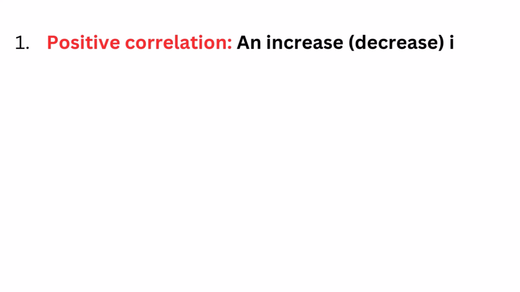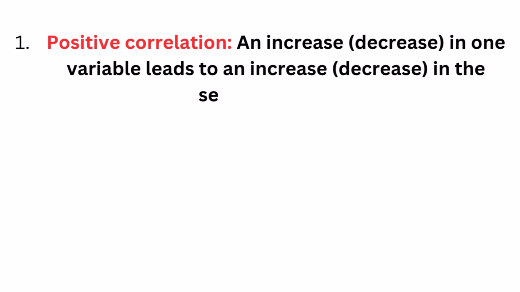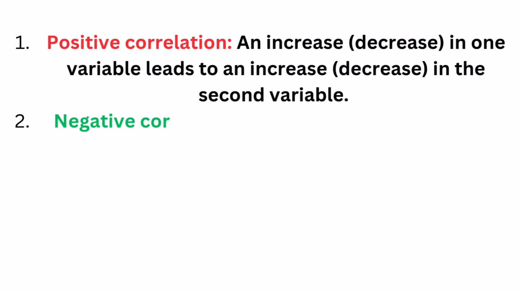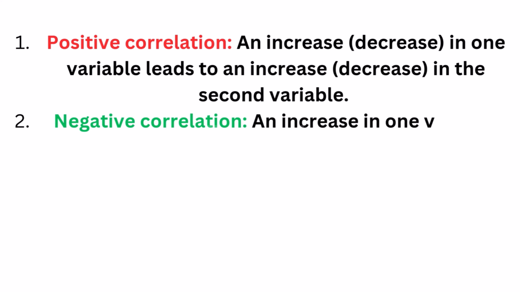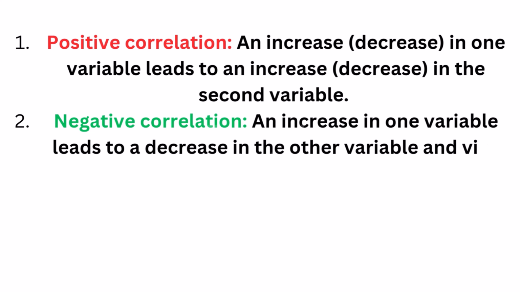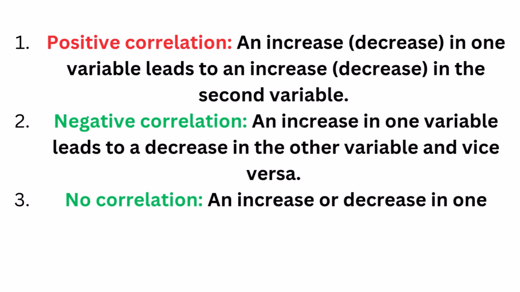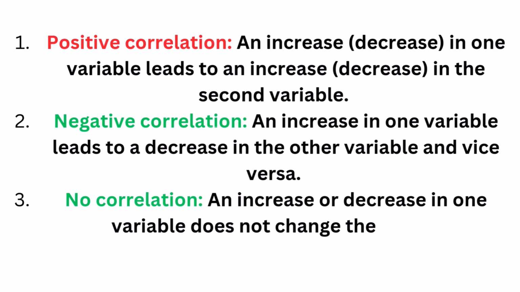1. Positive correlation: an increase or decrease in one variable leads to an increase or decrease in the second variable. 2. Negative correlation: an increase in one variable leads to a decrease in the other variable and vice versa. 3. No correlation: an increase or decrease in one variable does not change the other.